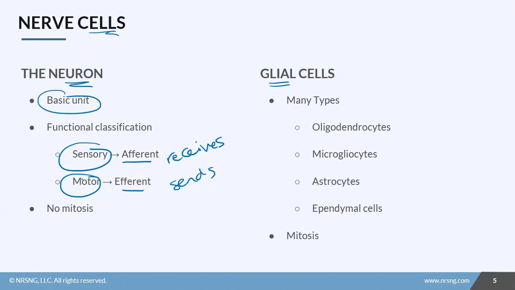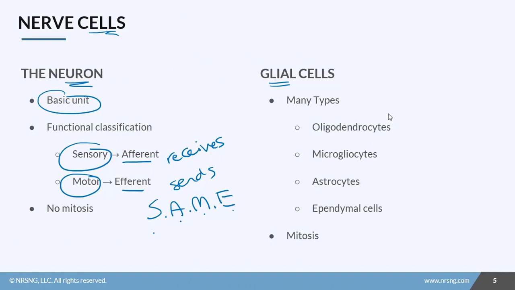So you can remember this with the mnemonic SAME, S-A-M-E: sensory, afferent, motor, efferent. Now, as far as glial cells, there's actually quite a few types of glial cells, and they all have their own special role. We talk about these in detail in the neuro section of the MedSurg course, and we've provided some detail in your outline here.